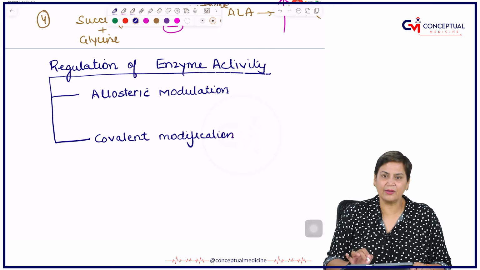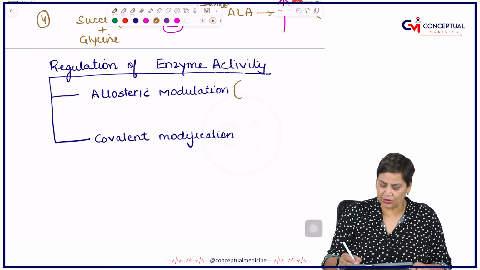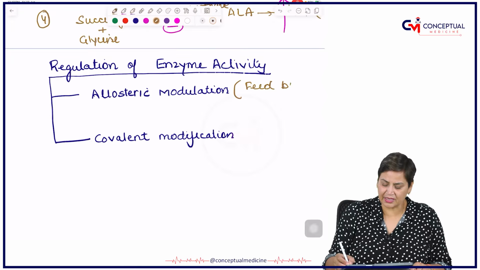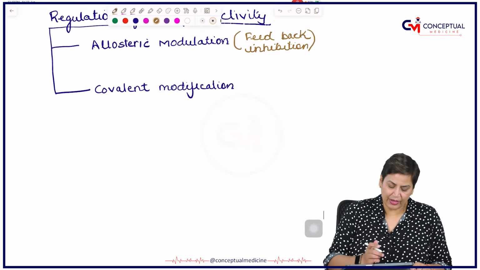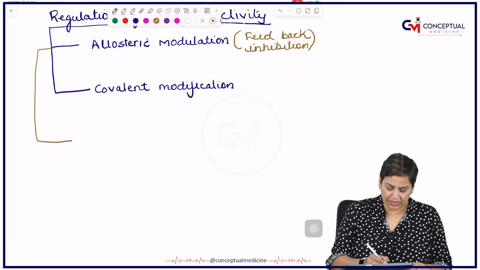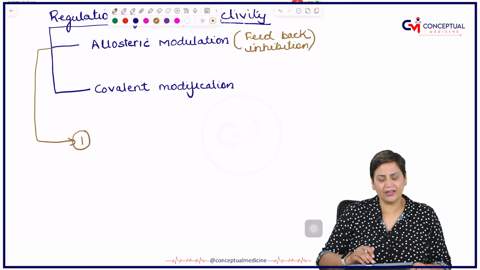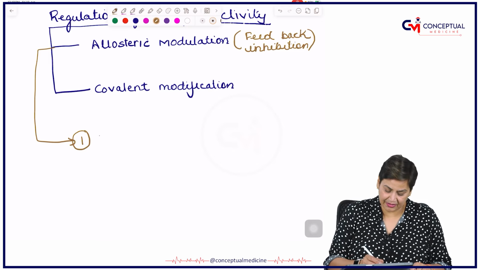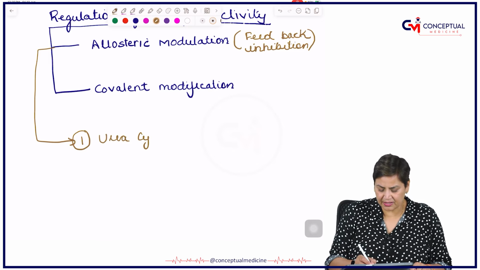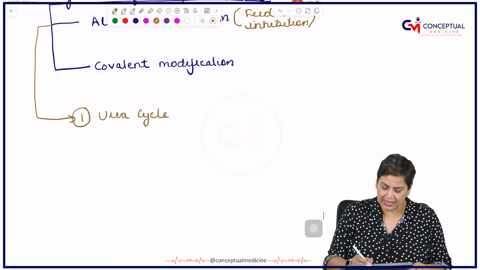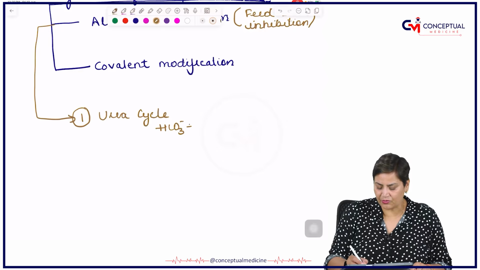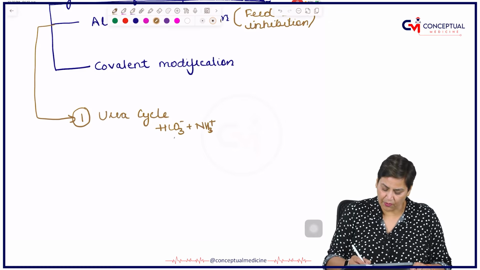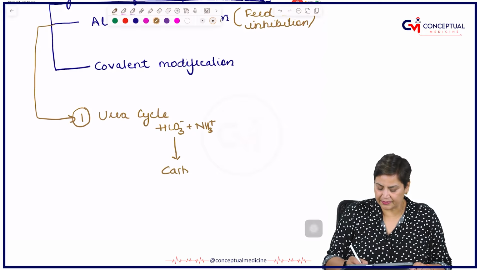If we talk about allosteric modulation, I will simply write feedback inhibition also, because I just discussed it, so it will be easier for you to understand. To explain this allosteric modulation, one more reaction I can explain, which is a very ideal example of an allosteric modulator, and that is in the urea cycle. The first step of the urea cycle is where bicarbonate ions combine with ammonium ions to form carbamoyl phosphate.